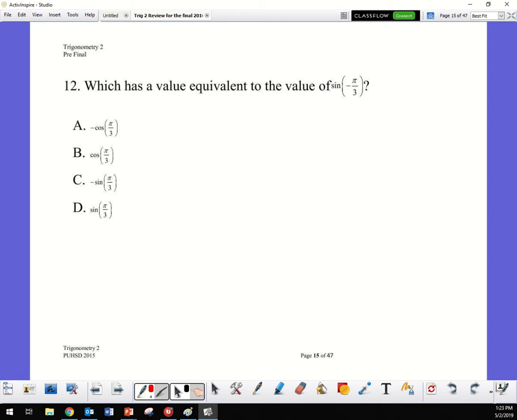Okay. Anyway, if you're in radian, you're going to put sine negative pi over 3 in your calculator. What do you get? Negative 0.866. Okay. Then plug in each one into the calculator and see which one matches. Yep, which one matches?